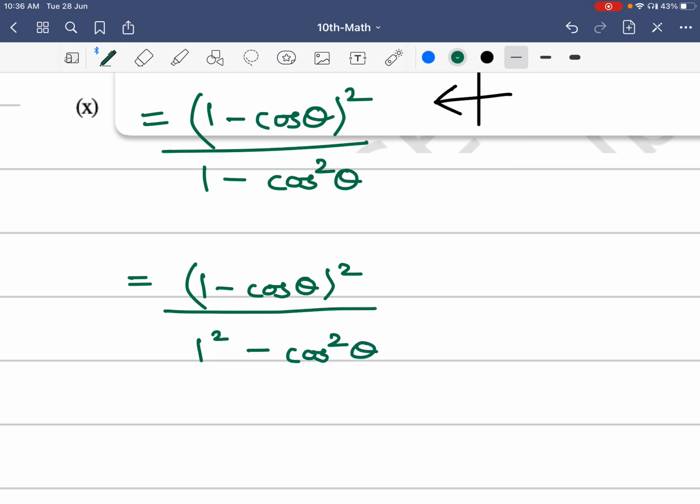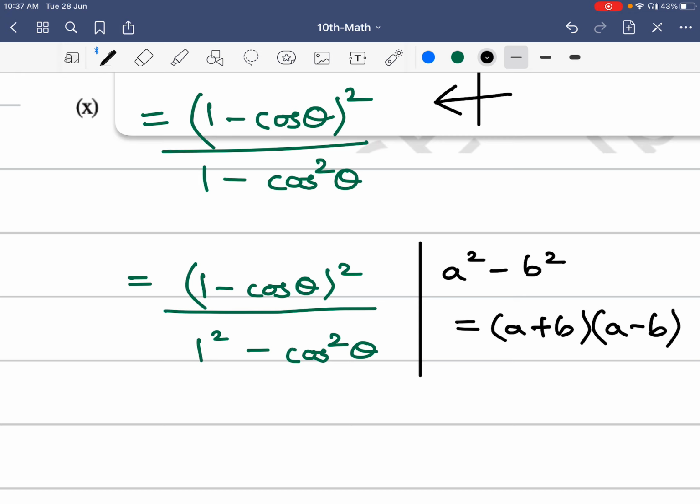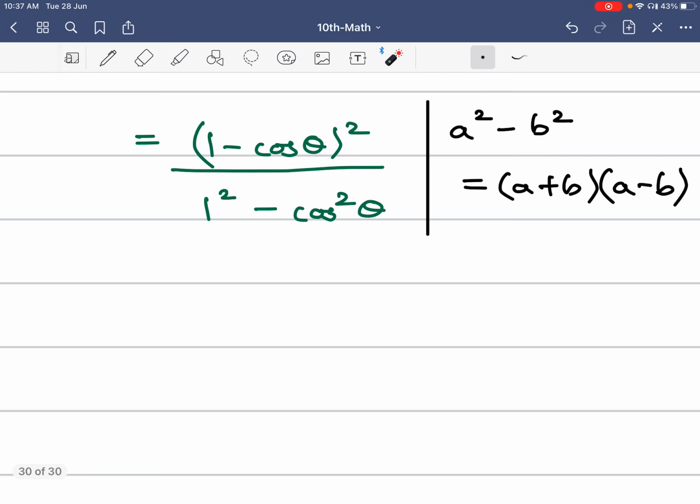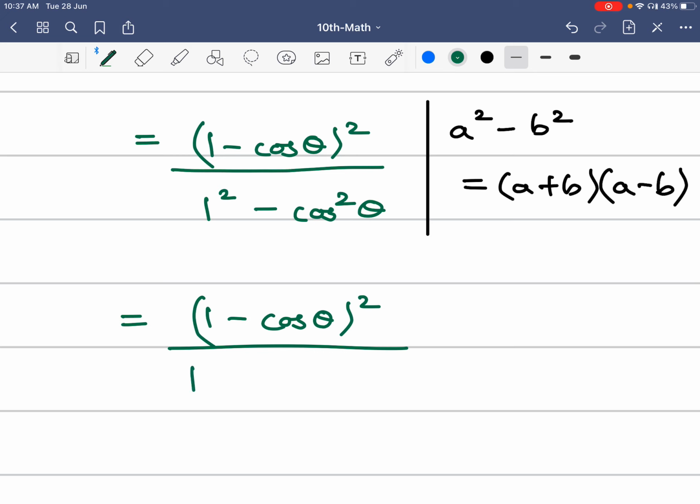Okay, 1 can be written as 1 square minus cos square theta. And once again we have another identity which is of the form a square minus b square, which can be written as a plus b into a minus b. And now again using this identity a square minus b square, I am going to rewrite the denominator. So the denominator is going to be 1 minus cos theta the whole square divided by a plus b, which is 1 plus cos theta, and a minus b, which is 1 minus cos of theta.